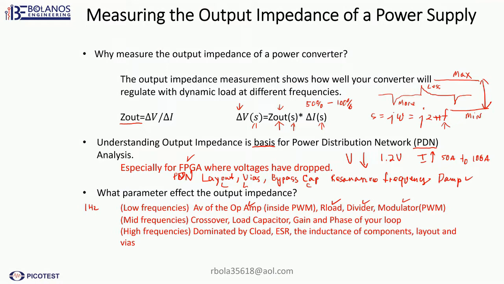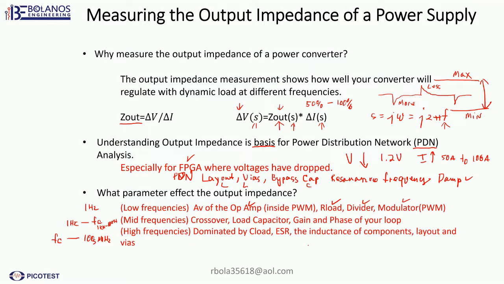And then you have the mid frequencies, which typically I would say would be from 1 hertz all the way to your crossover frequency. I'll put fc for your crossover frequency, and that could be anywhere from maybe 1 kilohertz up to 10 kilohertz. Basically it's wherever your loop response crosses over. That would be your crossover frequency. And then the higher frequencies would be from the crossover all the way to hundreds of megahertz.